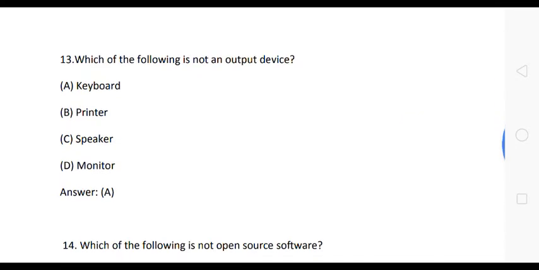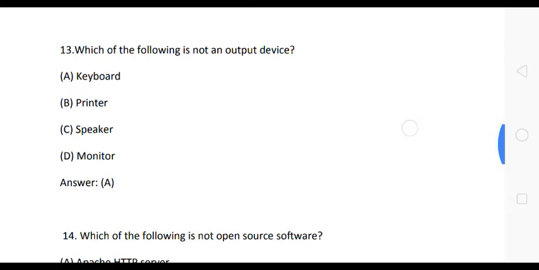Next question is, which of the following is not an output device? Very important question. Which of the following is not an output device? Here the correct answer is option A, keyboard is not an output device. Okay, friends, option A, keyboard is the correct answer.